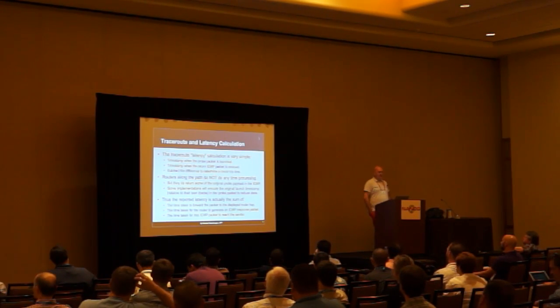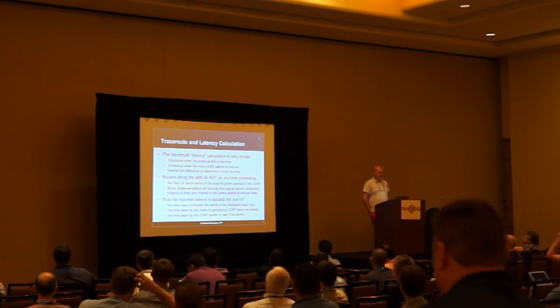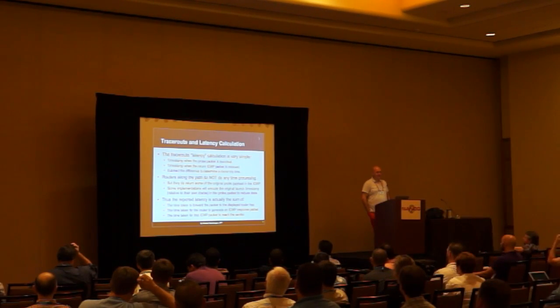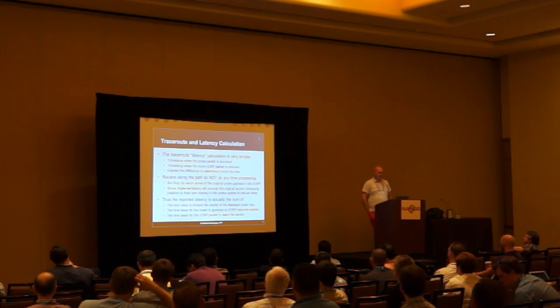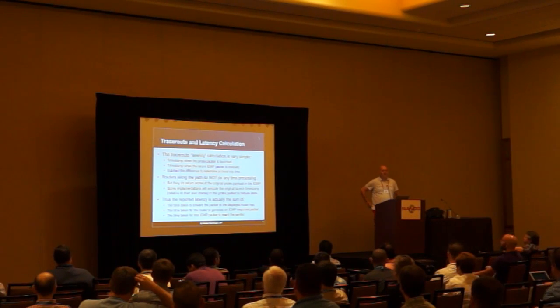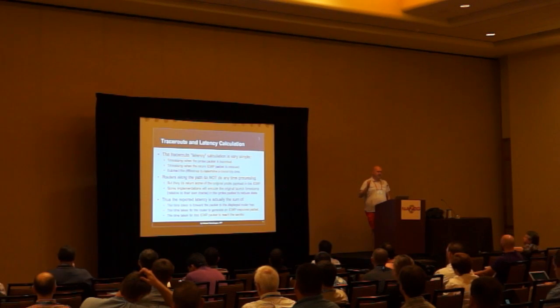The way traceroute calculates latency is very simple. Like I said, you timestamp when you launch the probe packet, you timestamp when you get the ICMP packet back, and you subtract the difference, and that's your round trip time. There is no router-based processing of the packets themselves. The router doesn't do any calculation, doesn't have to have an accurate clock, and doesn't do anything other than drop the packet and send the ICMP back.